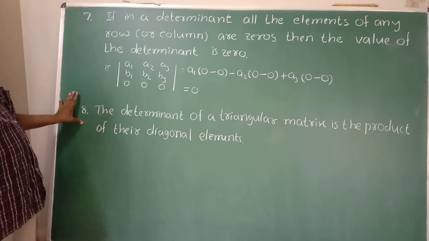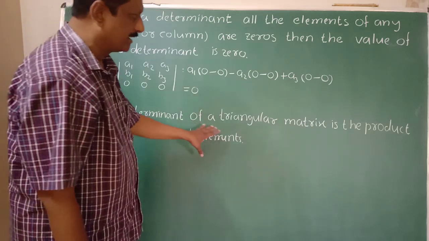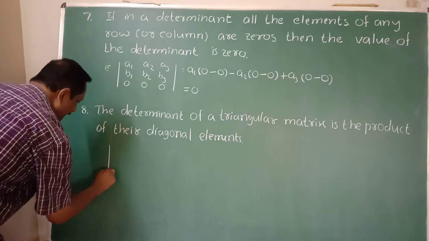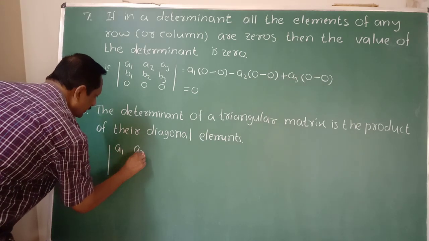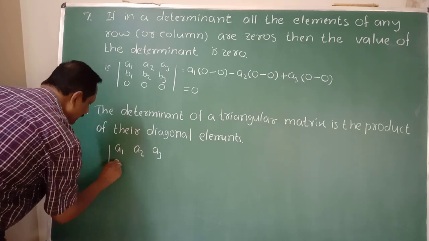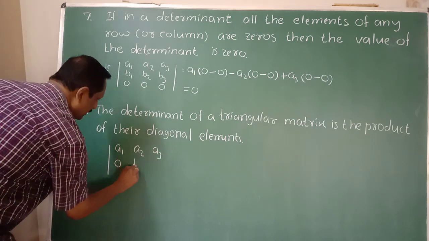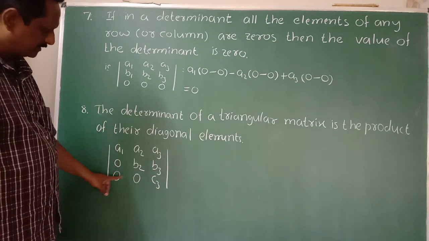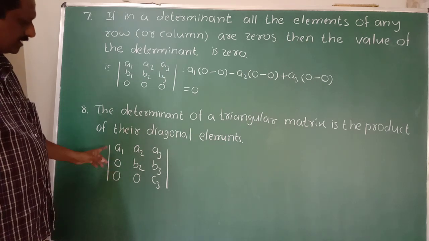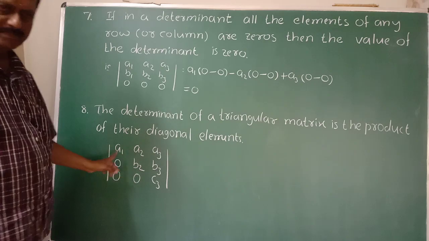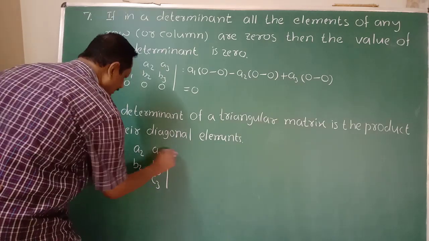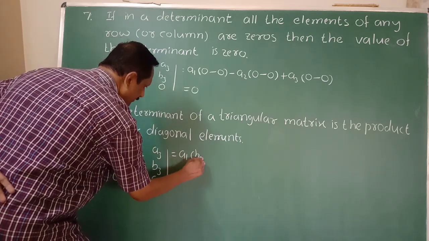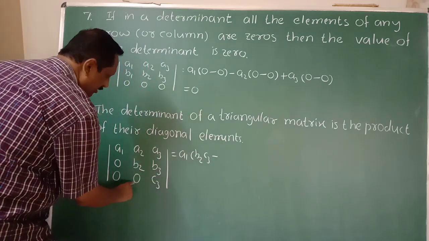And the 8th property: the determinant of a triangular matrix is the product of its diagonal elements. That is a determinant of A1, A2, A3, then 0, then B2. Here these three terms are zeros, so it is a triangular matrix. In that case, the value of the determinant is the product of the diagonal elements. We can verify here: A1 into B2 C3 minus 0 into B3 becomes 0.